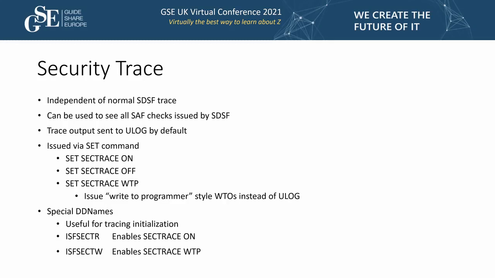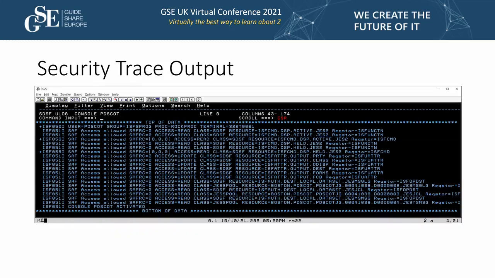There are also some special DD names that we will look for, especially useful for tracing the initialization of the product. So ISF SecTR is equivalent to a SecTrace on, and ISF SecTW is equivalent to a SecTrace WTP. So if you want to track down your security checks made during the initialization of the product, use these special DD names. This is the sort of output that you will receive in ulog.